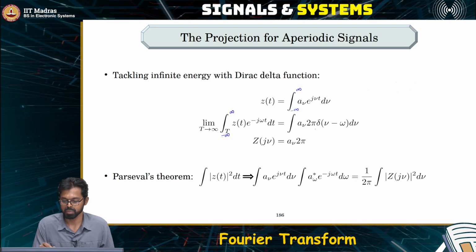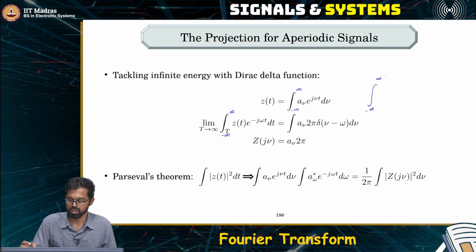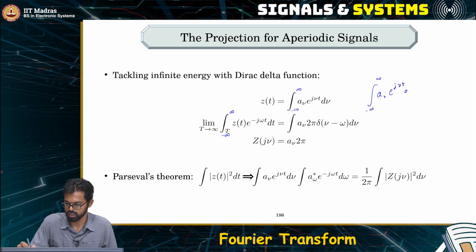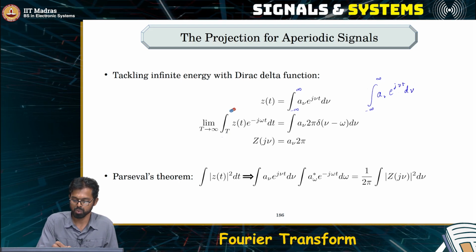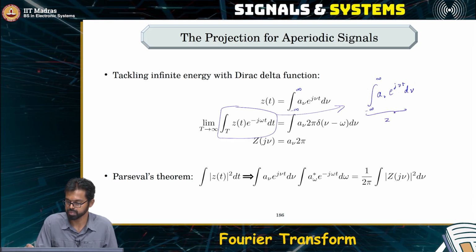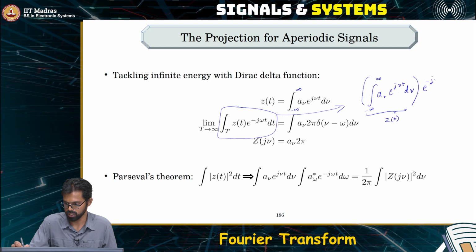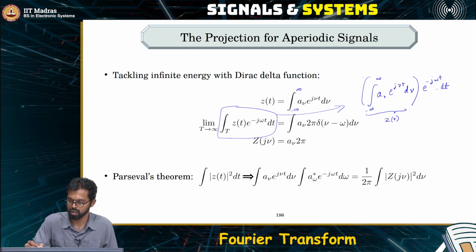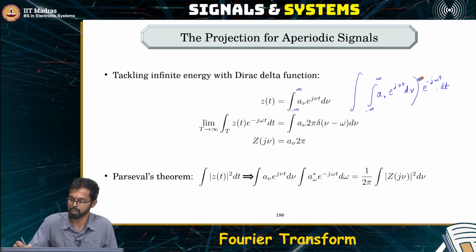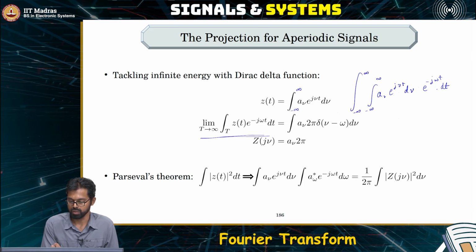And what do you do if you compute that? In that case, we'll have the integral from minus infinity to infinity of a(ν) e^{jωt} dν. This is our z of t. So I'm just going to expand this integral here. So this is z of t, multiplied with e^{-jωt} dt, and then we compute another integral here, from minus infinity to infinity. So this is the expression that we have on the left hand side.